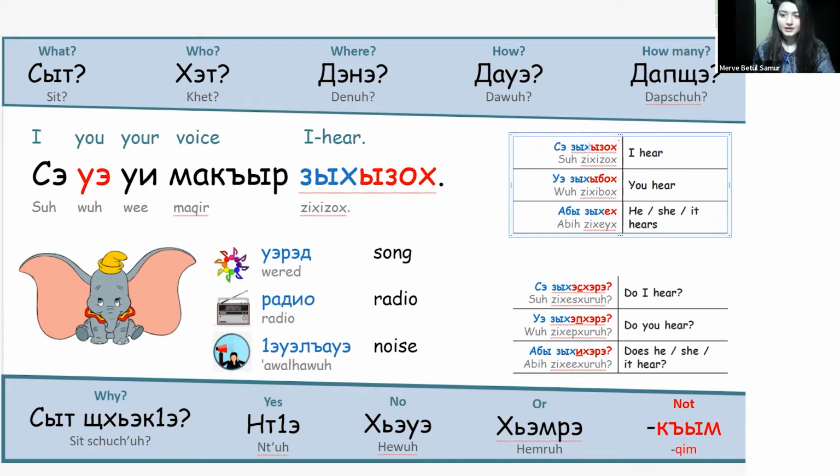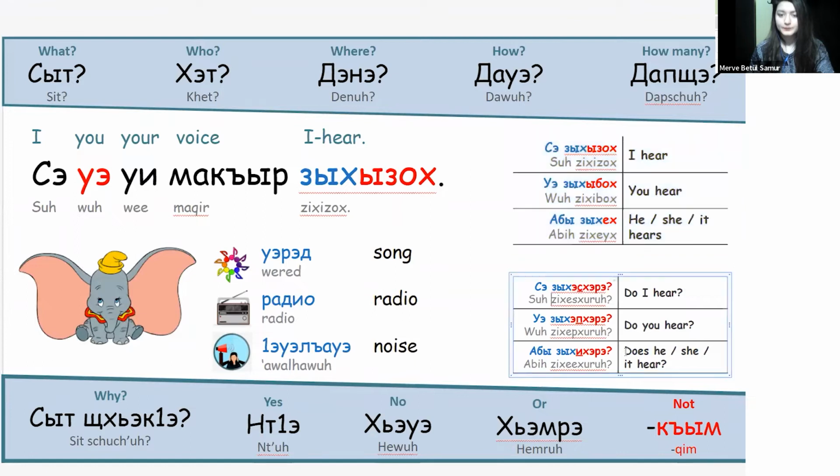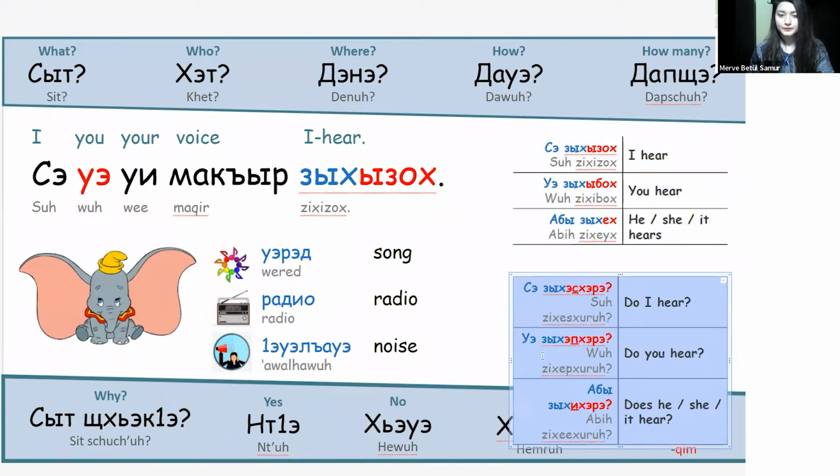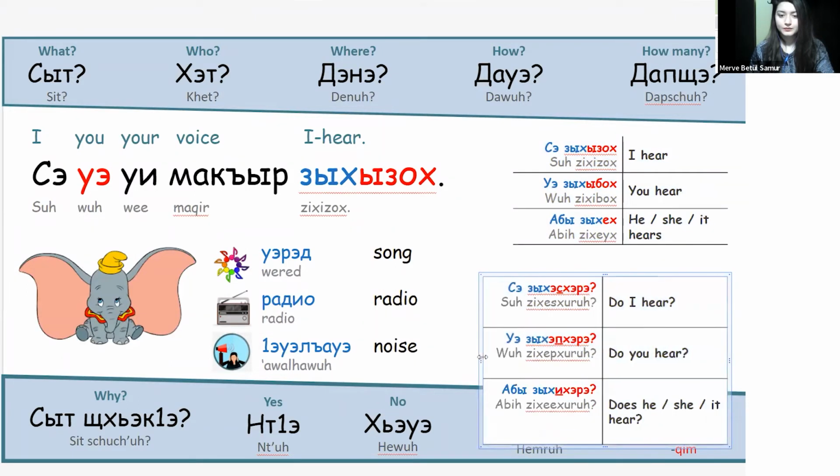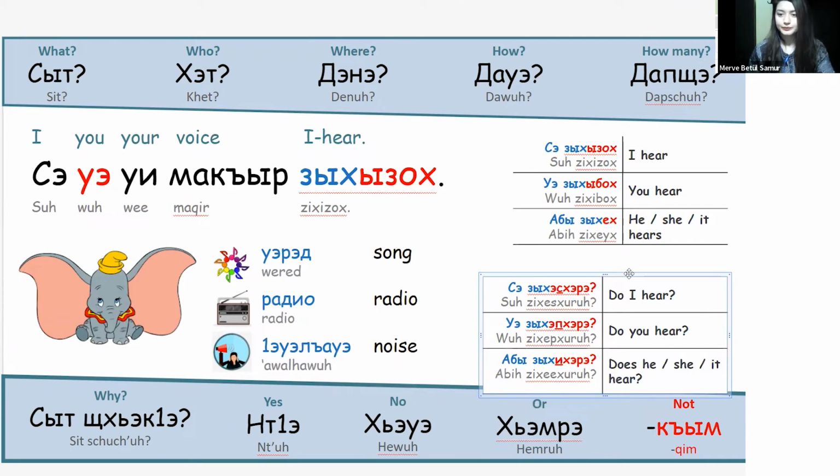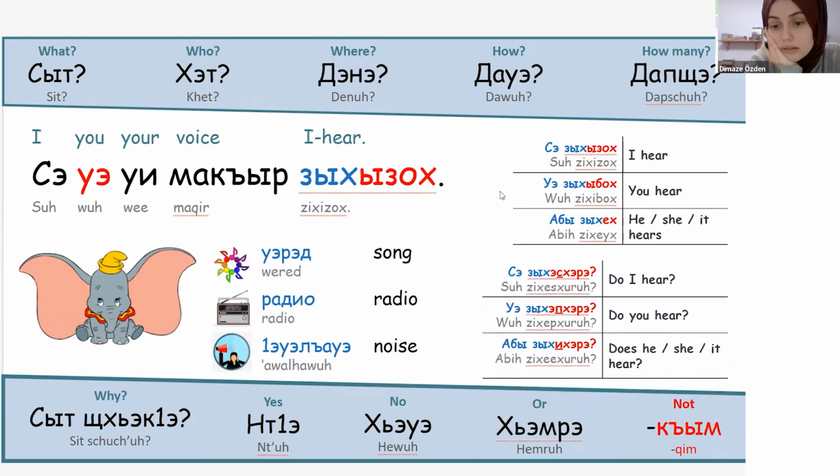Sorry, Janti, can I say something? Yes. If it's possible, can you make the right side a bit bigger? Is that a little bit better? Yeah, thank you. Okay.